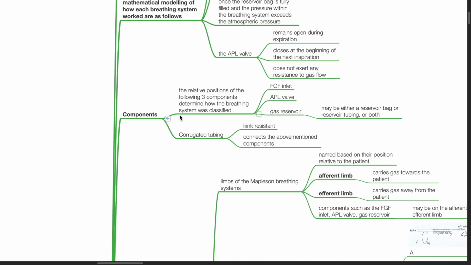Components. The relative positions of the following three components determine how the breathing system was classified: the fresh gas flow inlet, APL valve, and gas reservoir, which may either be a reservoir bag or reservoir tubing or both. Corrugated tubing is used. It is kink resistant and connects the above-mentioned components.